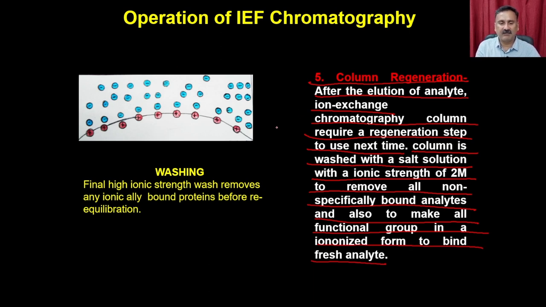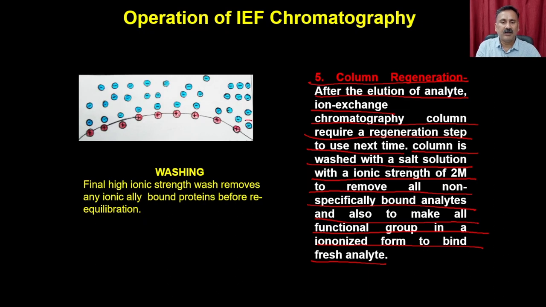You wash it with the very high ionic salt. It is actually going to remove all the proteins and it's also going to bring the counter ion back, because this counter ion is actually going to be replaced when you load the protein with the negative charges. So this is all about ion exchange chromatography.